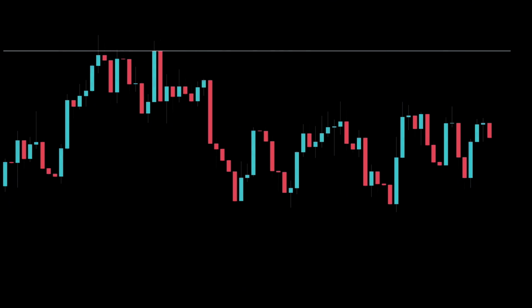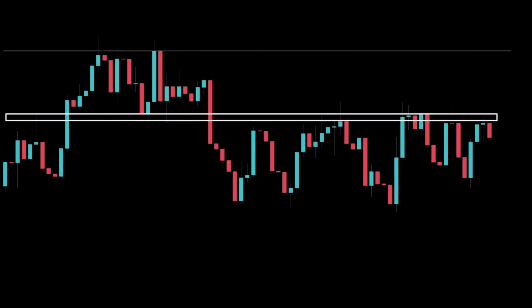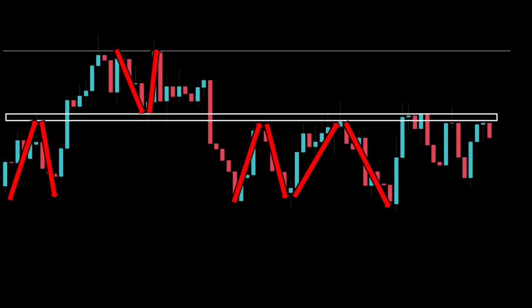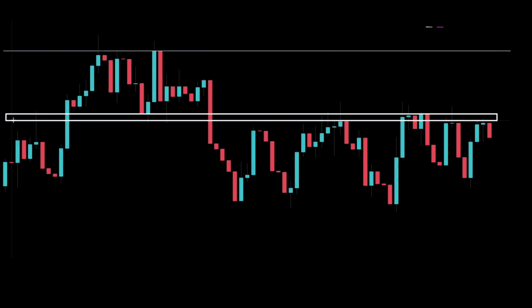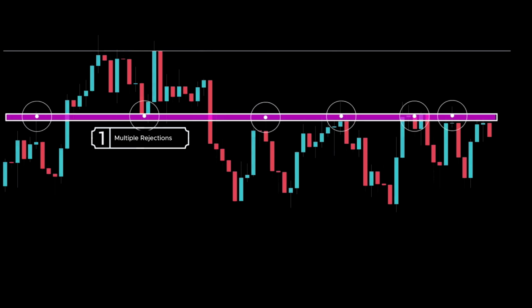So moving on down now, the next level we spot is this level here with 6 rejections. Rejection 1, rejection 2, rejection 3, rejection 4, rejection 5, and rejection 6. So again, what traits and criteria does this level have that makes it a good level? 1. There are multiple rejections of this level, a total of 6 rejections.